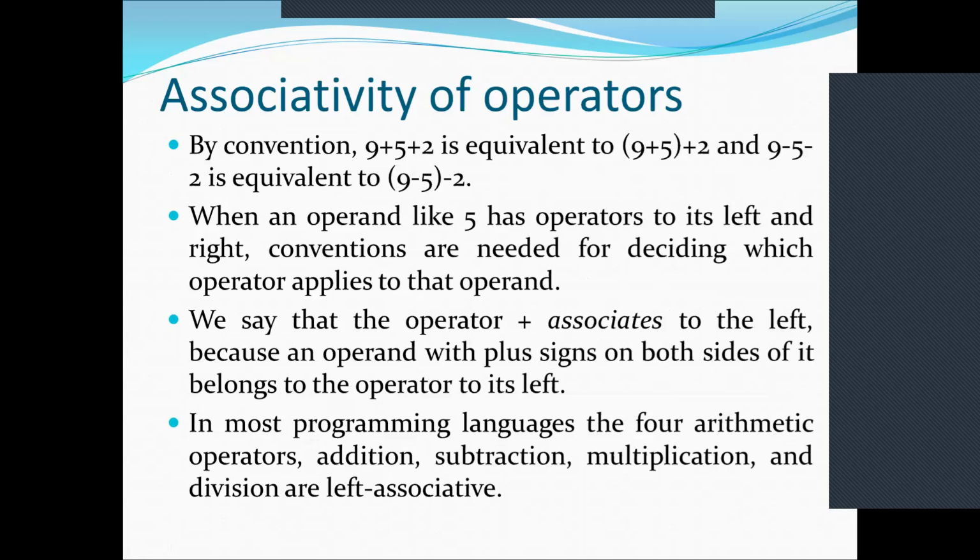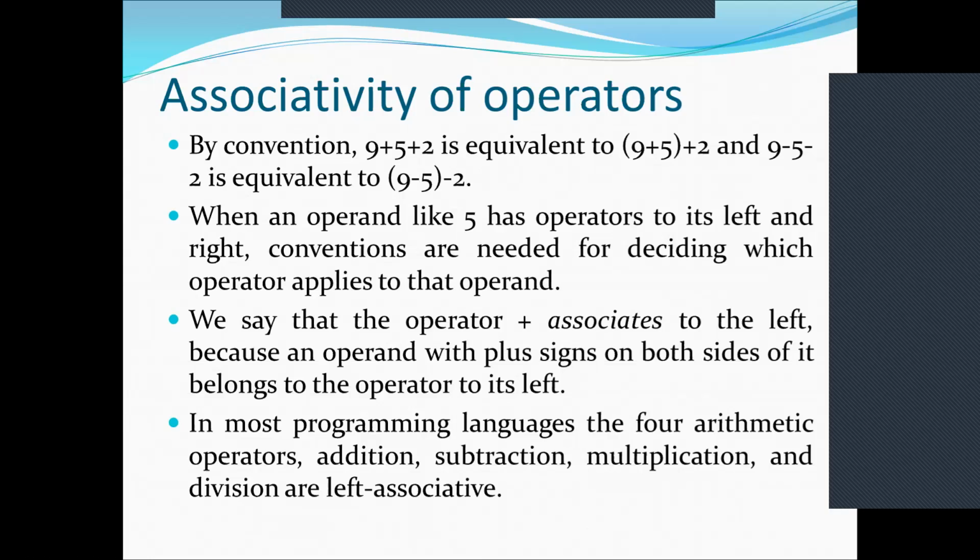Right? So why did this ambiguity occur? Because the lexical analyzer or the compiler could not understand which operation has to be done first. 9 minus 5 should be done first or 5 plus 2 should be done first. Because it could not understand which operator is associated with which operand.